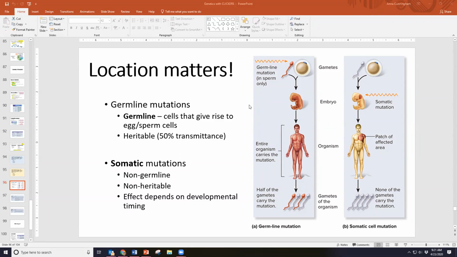So with germline mutations, again, the germline is cells that give rise to the cells that will become the entire organism, differentiate into all of the organism. So what this means is that if you have a mutation, let's say, we see that the mutation is in the sperm cell here. That's why it's red. So the red is associated with the mutation. So you see a mutation in the sperm. In the embryo, it's the combination of the sperm and the egg that leads to the formation of the embryo.